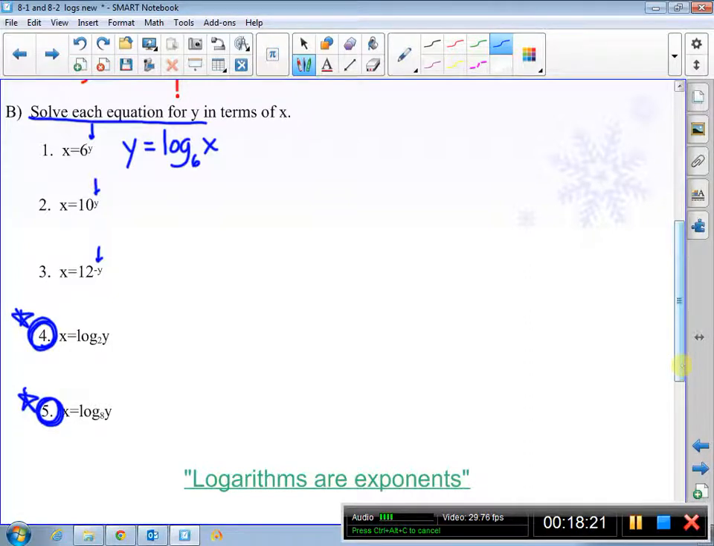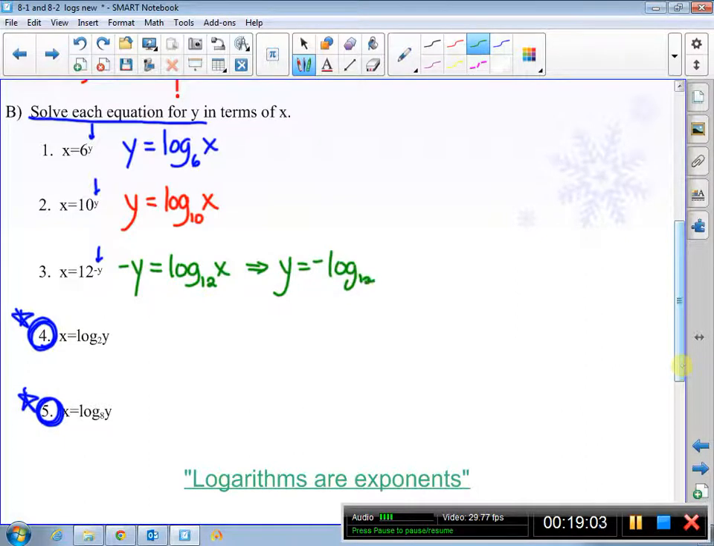Try number 2. Y is the exponent. That means it equals a log base 10 of x. This time we have negative y is the exponent. So negative y equals log base 12 of x. But we don't leave negatives in front of our y's, so we end up with y equals negative log base 12 of x.